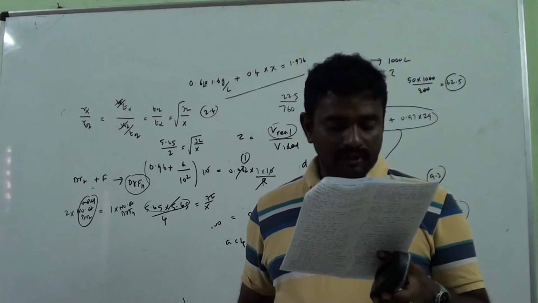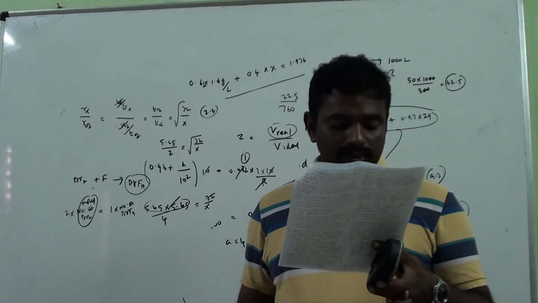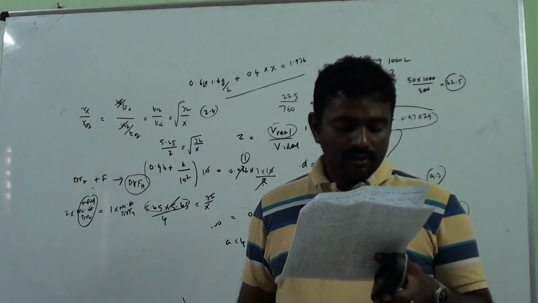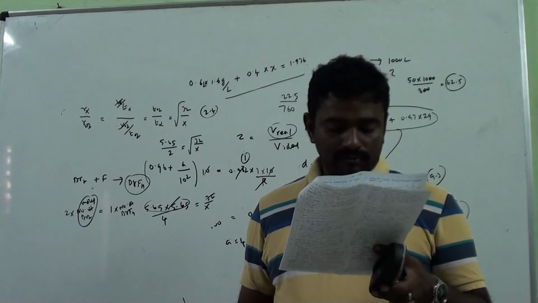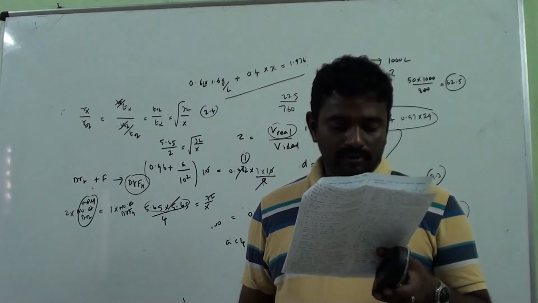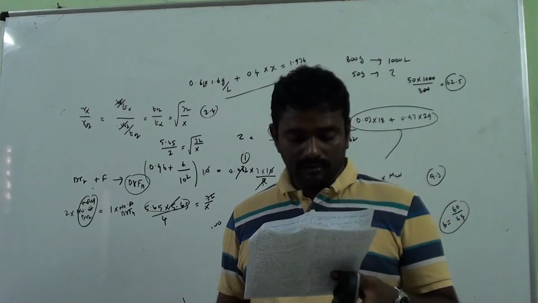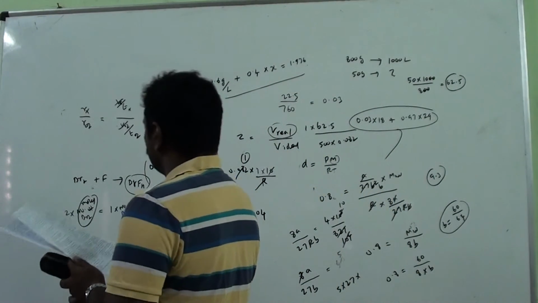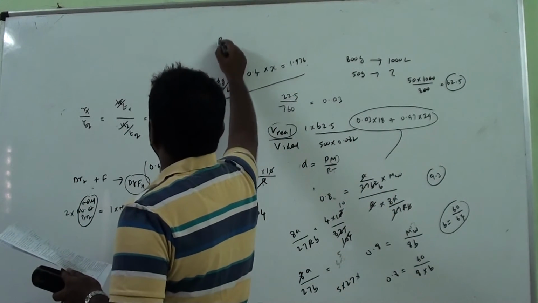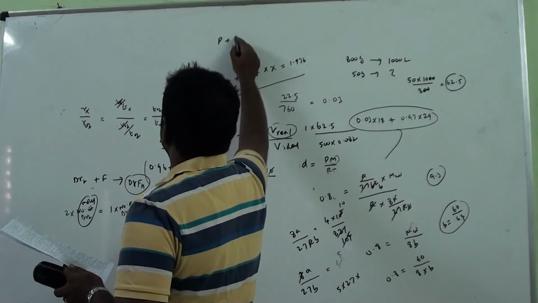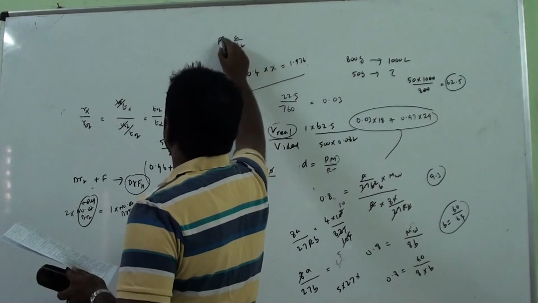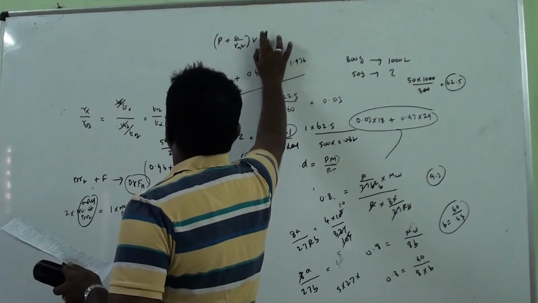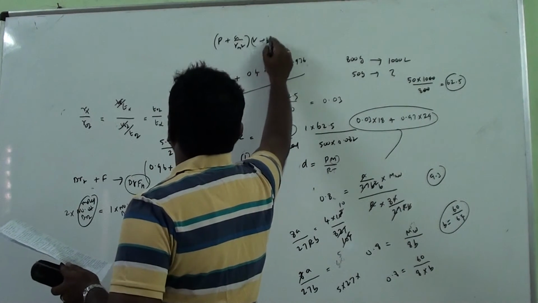Real gas, this is not true for a real gas. Pressure tends to 0, PVm equal to constant, yes. Volume tends to 0, PVm equal to constant at low temperature, correct? Volume tends to 0, the expression is (P + a/Vm²)(Vm - b) = RT.